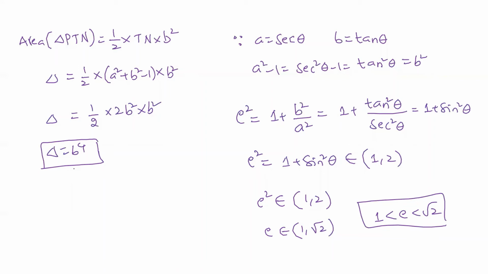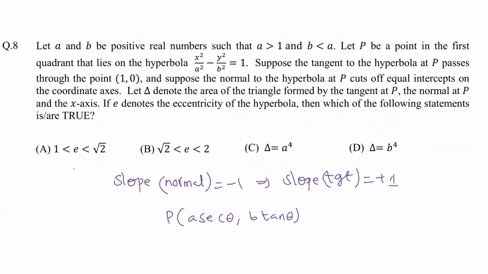So what are the options that's given which are matching with this one? So that is option A, which says 1 less than e less than root 2, and delta is going to come as b raised to 4. So for this question, we are going to get answer as A and D.